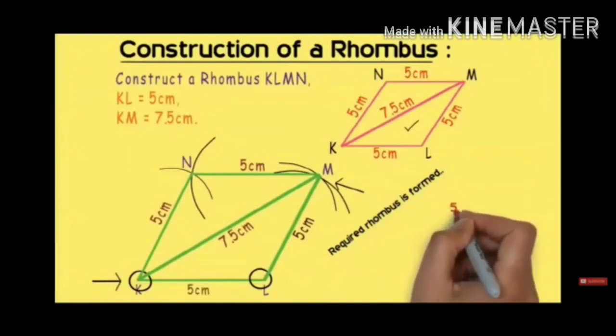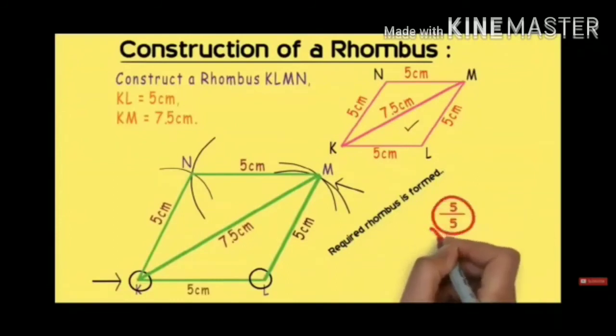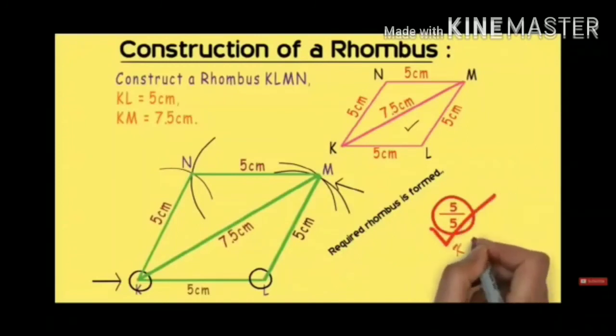Tomorrow, let's construct a rhombus where the diagonals are known. We know the diagonal property of a rhombus, they bisect each other at right angles. Thank you.